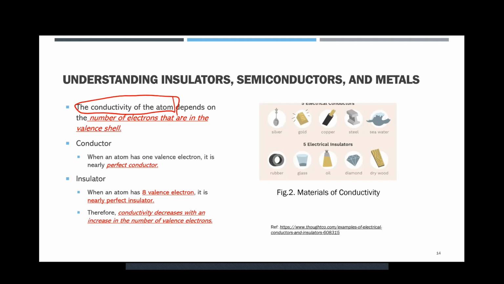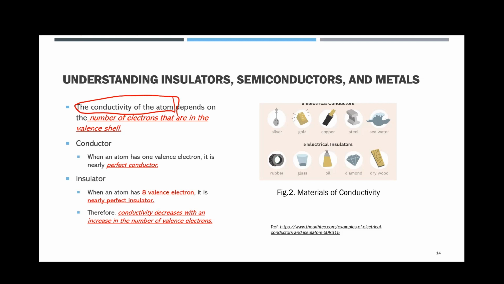We can classify materials into three different cases. One is insulators, the other is semiconductors, and the other is metals. A metal has more conductivity, it is closer to a perfect conductor. When an atom has one valence electron, it is nearly a perfect conductor. Why? Because we're going to learn about that in the future.